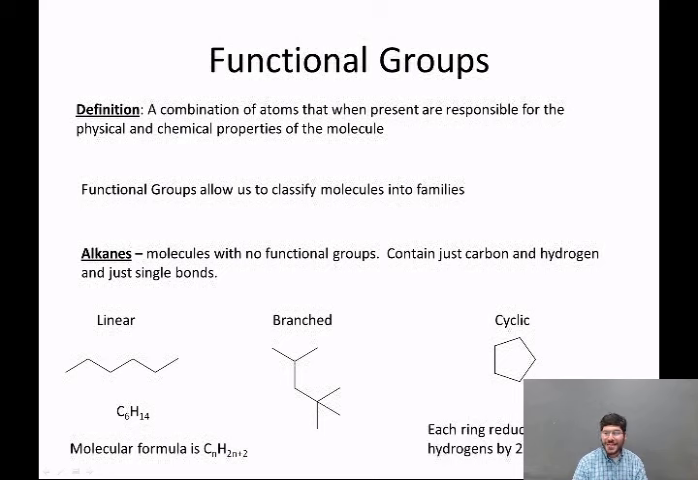When you have a ring, the rule is that each ring reduces the number of hydrogens by 2. So our structure on the right is a 5-membered ring. If there were no ring, there would be 12 hydrogens, but because there's a ring, we're going to reduce it by 2, and we will have 10 hydrogens to go with the 5 carbons.